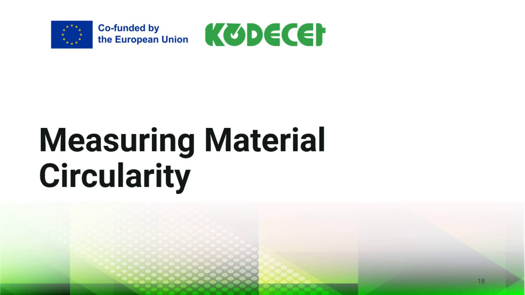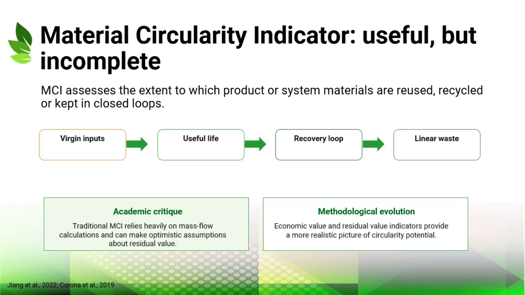Measuring material circularity. It introduces material circularity metrics and explains why measurement must consider value retention, downcycling, and broader system boundaries. The material circularity indicator is useful because it gives managers a structured way to assess whether materials are reused, recycled, and kept in closed loops. It connects core flows, virgin inputs entering the system, useful product life, recovery loops, and linear waste leaving the system.